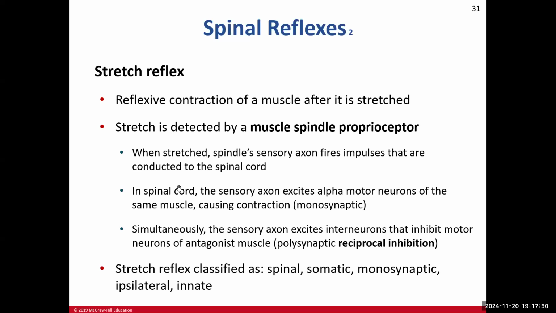So at the same time, that sensory neuron is going to synapse onto an interneuron. Again, that interneuron has to synapse onto an alpha motor neuron. So that's going to be slightly longer there. And it is going to inhibit the antagonistic muscle. We call this phenomenon reciprocal inhibition.